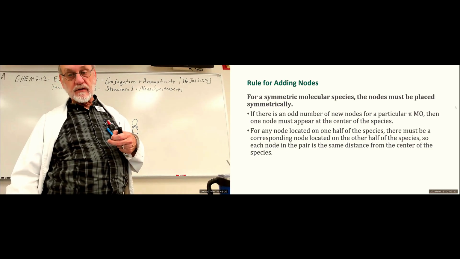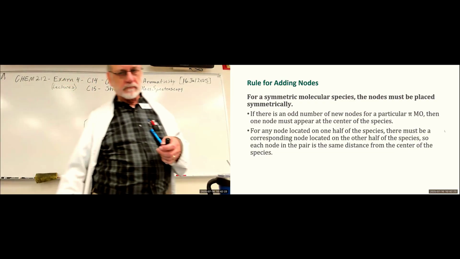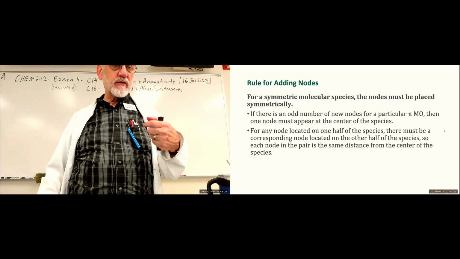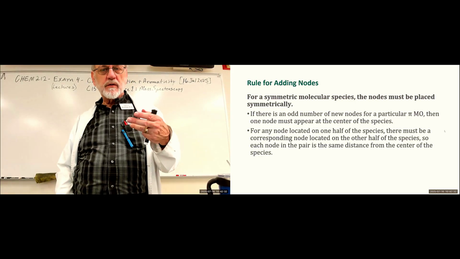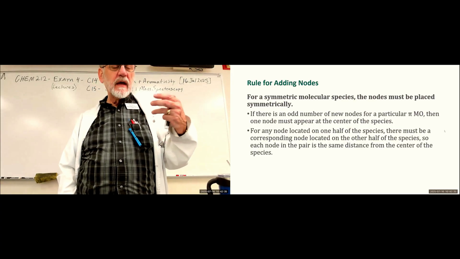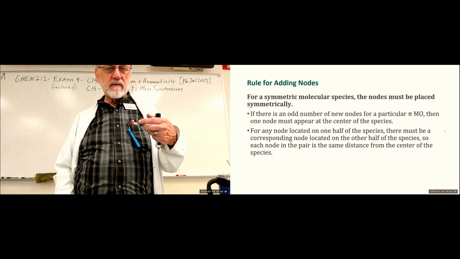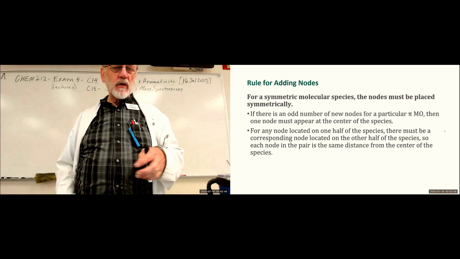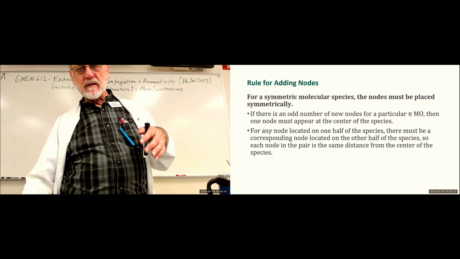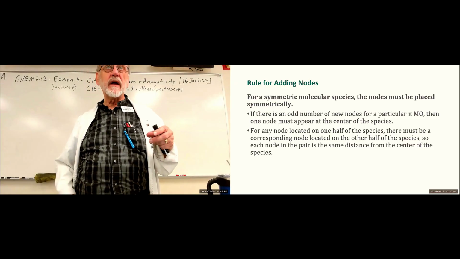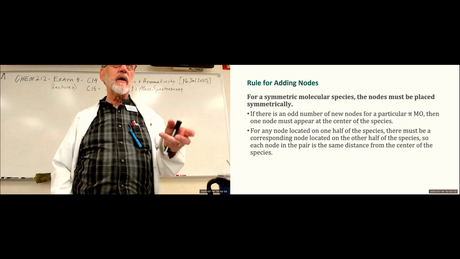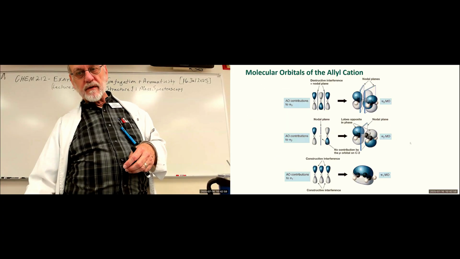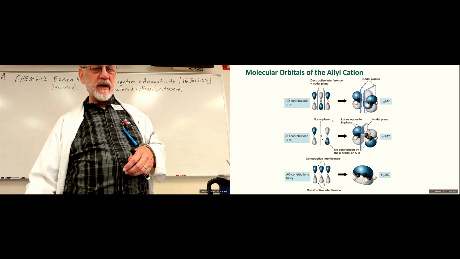All right, so what we've just done is what these rules cover. For a symmetric molecular species, the nodes must be placed symmetrically. If there is an odd number of new nodes for a particular molecular orbital system, then one node must appear at the center of the species. And that's why our first one was on the atom. For any node located on one half of the species, there must be a corresponding node located on the other half of the species. So each node in the pair is the same distance from the center of the species. So when we created our third one, that's why we had to symmetrically place a node there.